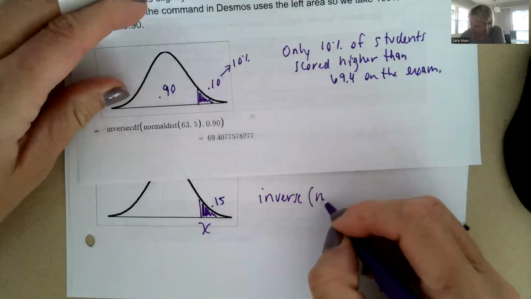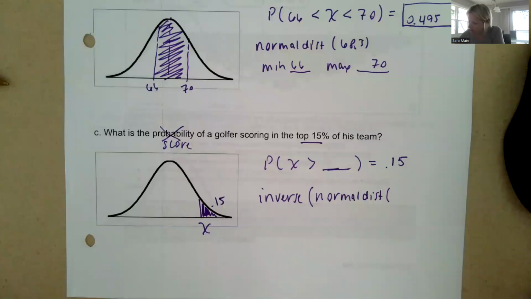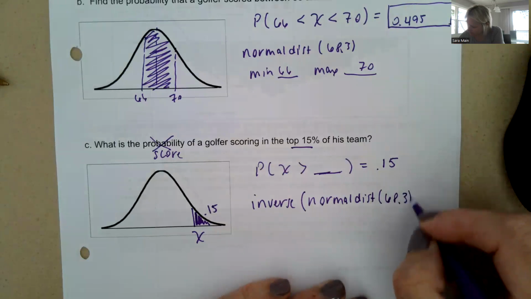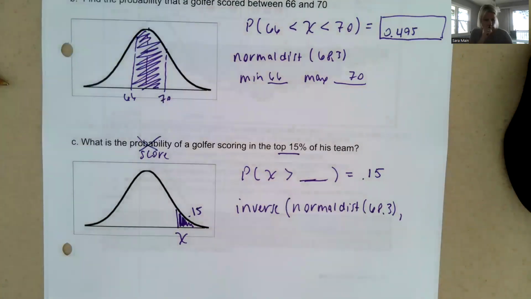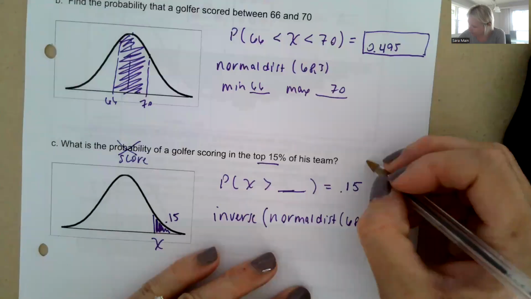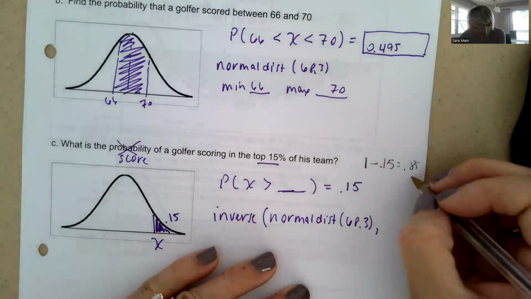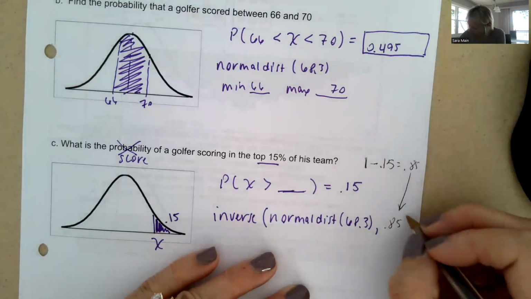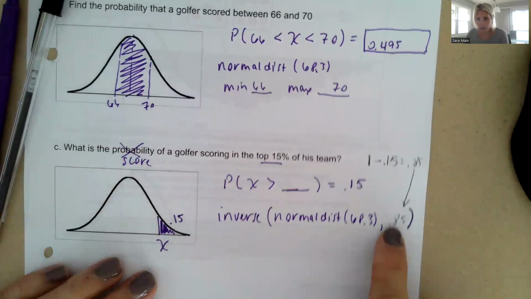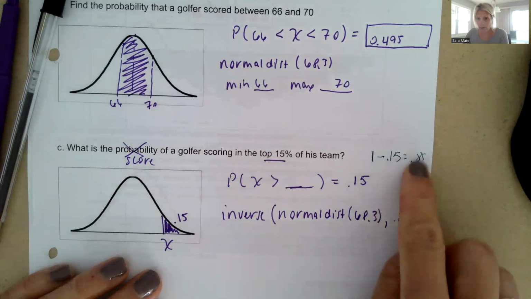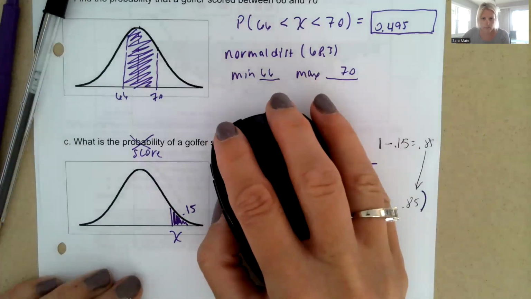So inverse normal dist, parentheses, then the mean, the standard deviation, and then a comma. But remember, the comma has to be the left area. So we have to do 1 minus 0.15 to get 0.85. And that's what goes there, 0.85. Now what's cool is Desmos will let you type 1 minus 0.15 there if you don't know this calculation. So you could just do 1 minus the area on the right. So that's cool. And find this in Desmos.